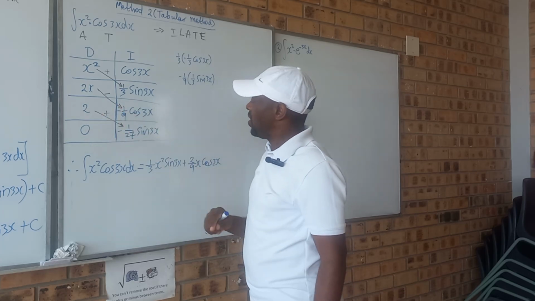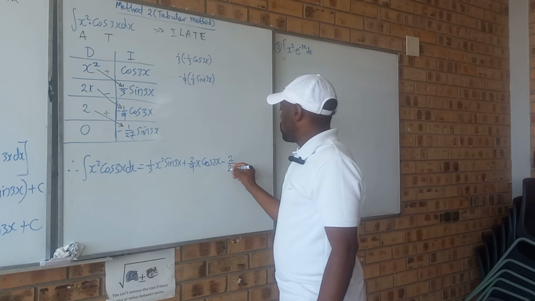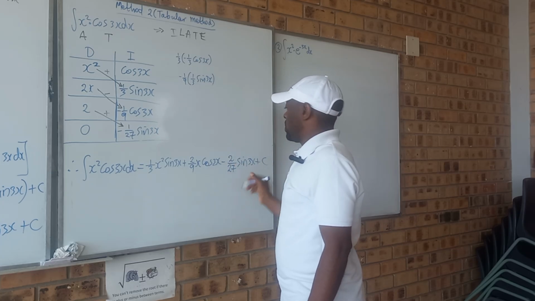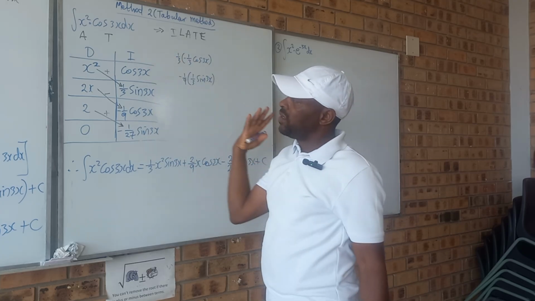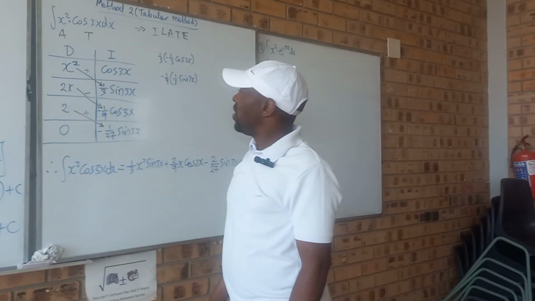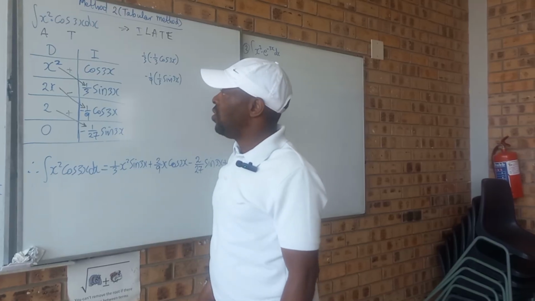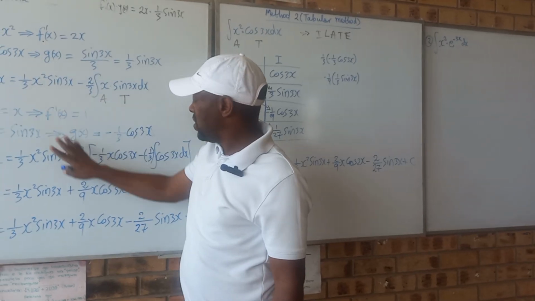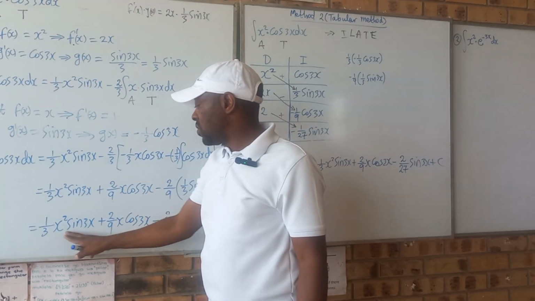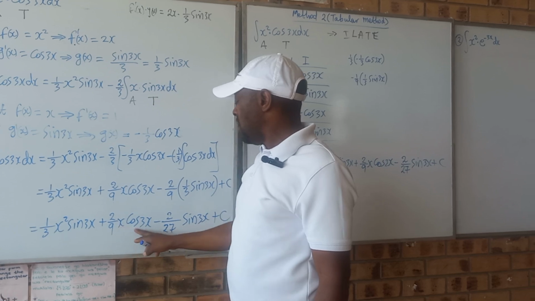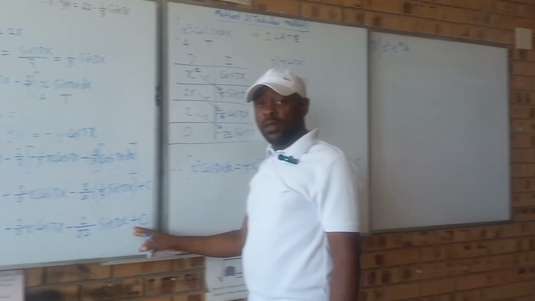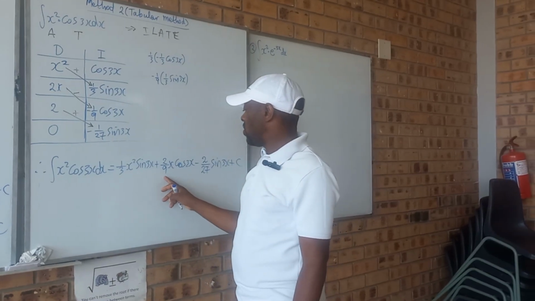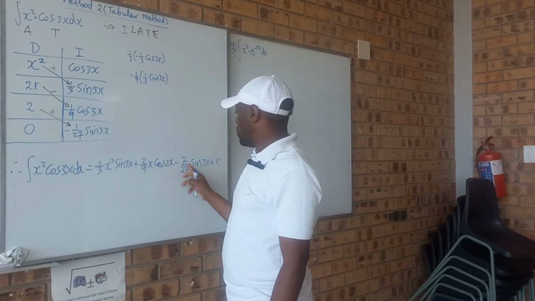The positive and the negative give me negative 2/27 sine 3x plus c. So this method, guys, does the same thing as the other method. Whichever method you use, whether you take your time and follow what the formula says, we ended with 1/3 x squared sine 3x plus 2/9 x cos 3x minus 2/27 sine 3x. With the tabular method, it's the same thing: 1/3 x squared sine 3x plus 2/9 x cos 3x minus 2/27 sine 3x.